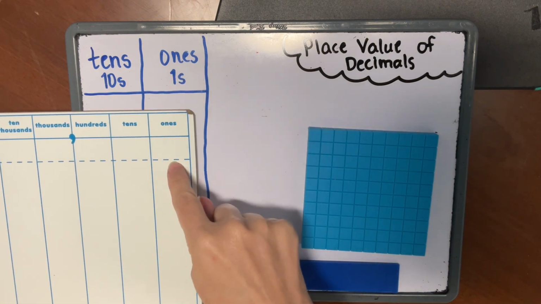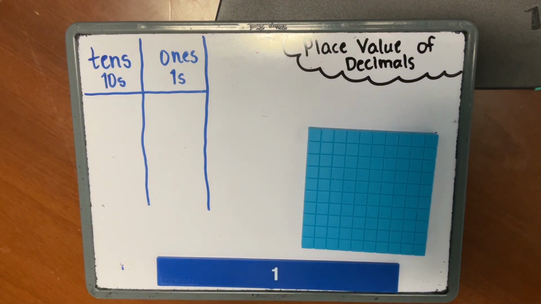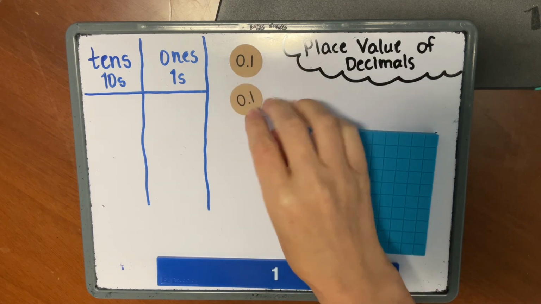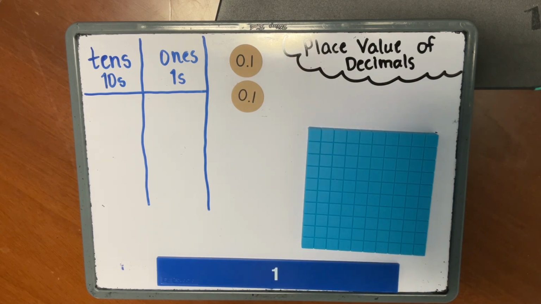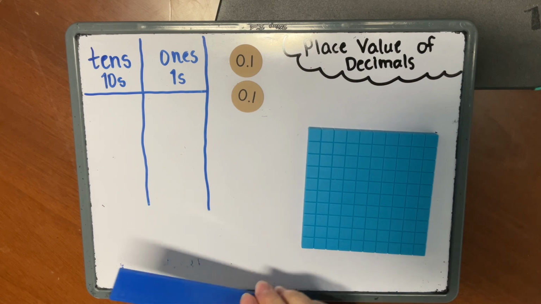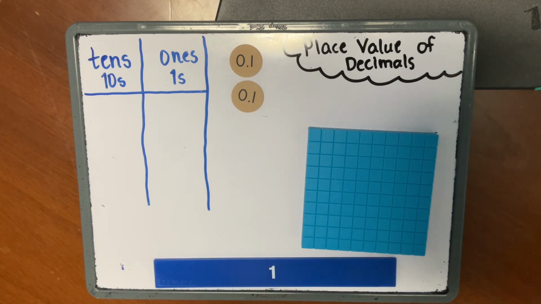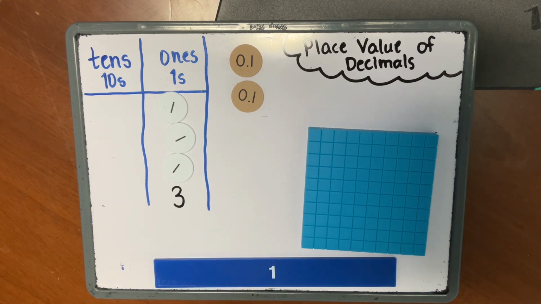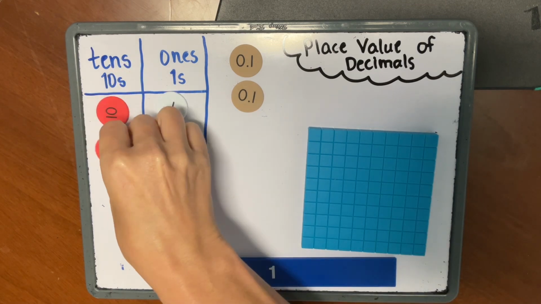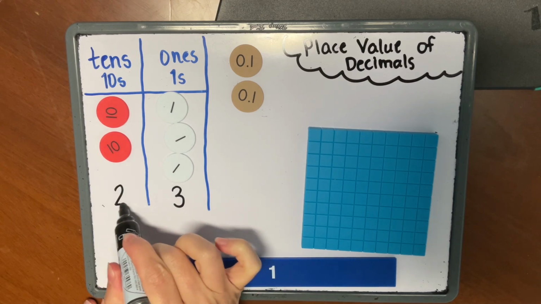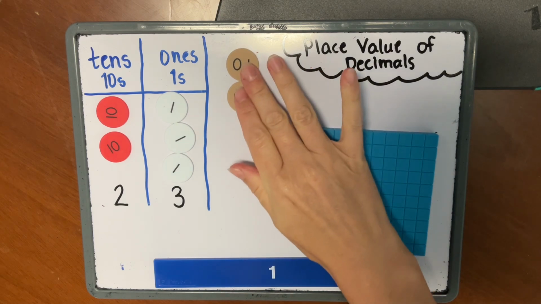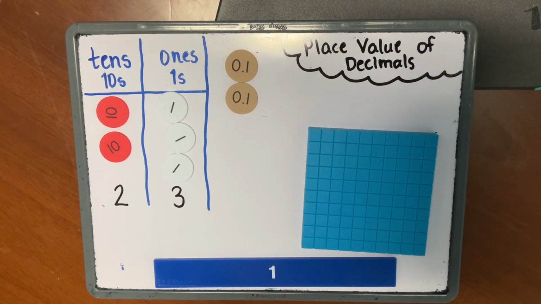Here I have written the ones and the tens, and we're going to look at where decimals like 0.1 or 2/10 would fit on here. So if we have 3 ones, we would write 3. And if we have 2 tens, we would write that we have 2 tens, or 20, and we say that's 23. But what do we do if we have decimals in this chart?